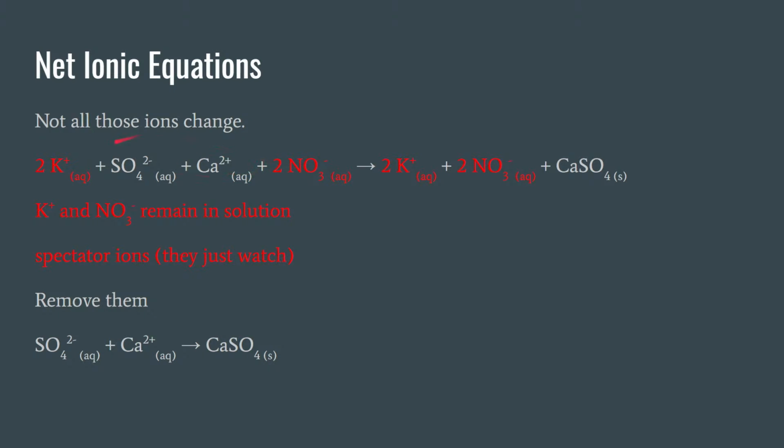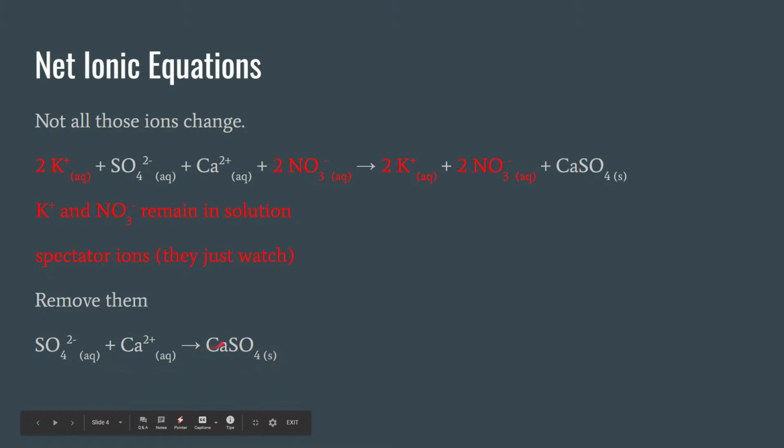And all that's really happening is that the calcium and sulfate ions that are floating around in solution run into each other and bloop, they fall out of solution as a precipitate. So that's the only thing that's actually changing. Anything that remains the same on either side of the arrow, we cross it out, we get rid of it. And what we're left with is the stuff that's actually participating, the calcium and the sulfate.